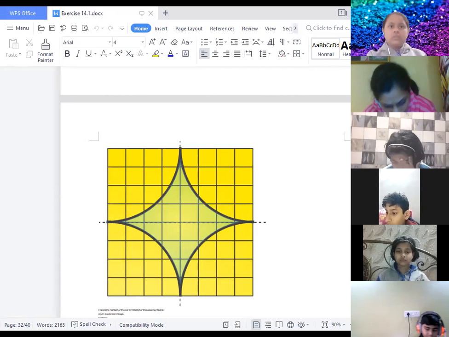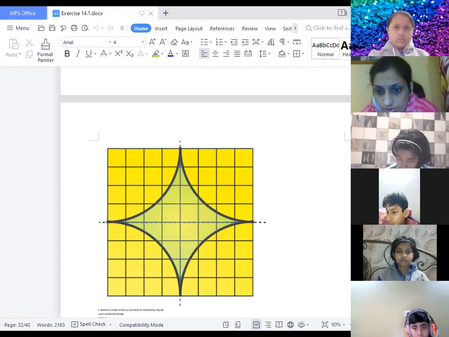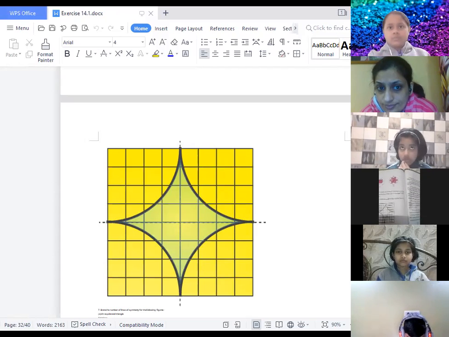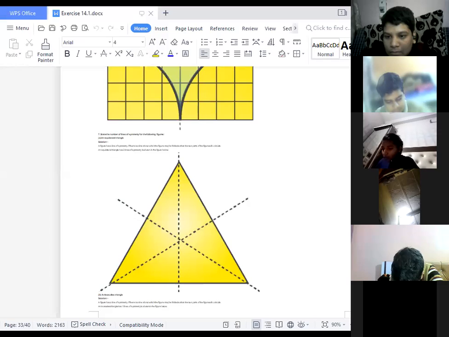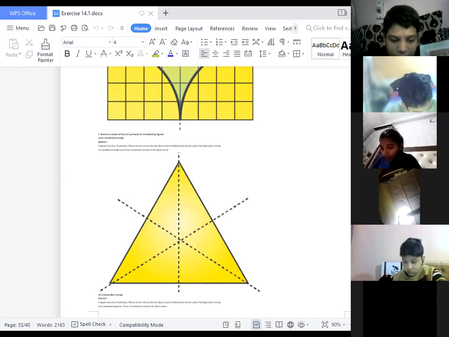Now take out your notebooks, children. We'll be doing question number 7 in the notebook. State the number of lines of symmetry for the following figures. So you have to draw an equilateral triangle. This is an equilateral triangle whose all sides are equal, and in an equilateral triangle there are 3 lines of symmetry. Draw it in your notebook, children.